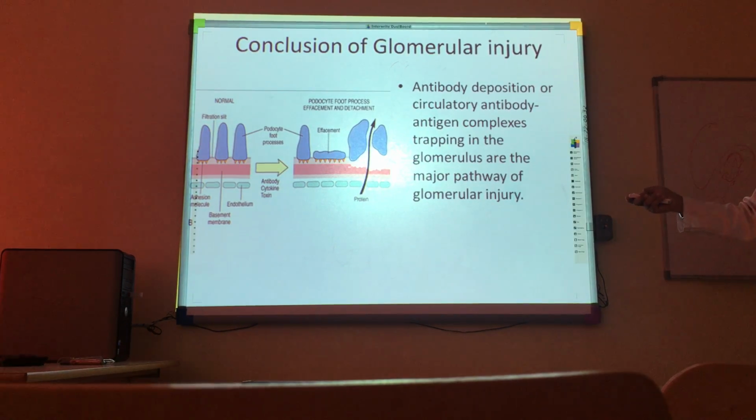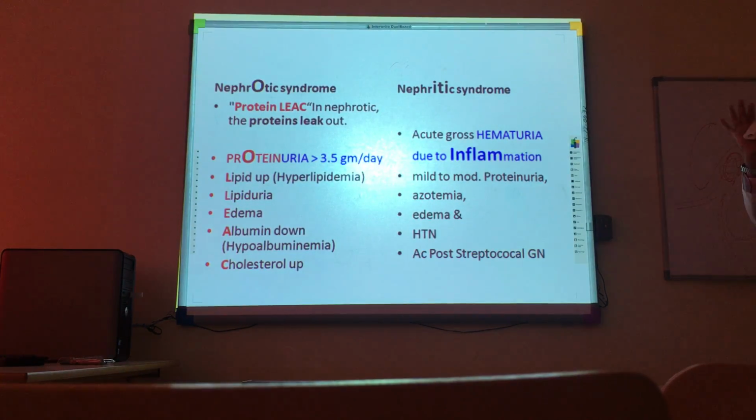This is the normal one and this is the abnormal, in which these podocytes are damaged, they are flattened, the basement membrane is damaged, and the filtration slit is bigger, and the proteins or solutes and everything is coming through, because this membrane is damaged. So the conclusion is that the antibody deposition or circulatory antigen antibody complexes trapping in the glomerulus are the major pathway of glomerular injury, which can result in glomerulonephritis. Okay, till now is it clear?